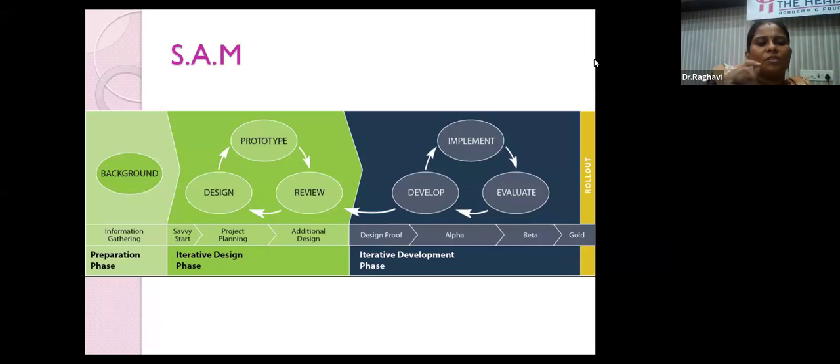This basically contains three parts. If you can see in the picture: preparation phase, iterative design phase, and iterative development phase. The keyword here is iteration, which is the basis for this model, and it signals that each step is meant to be repeated and revisited. So the preparation phase is all about information gathering and setting the context for the project. The context and scope of this phase will vary depending on the project and the course that you're giving.